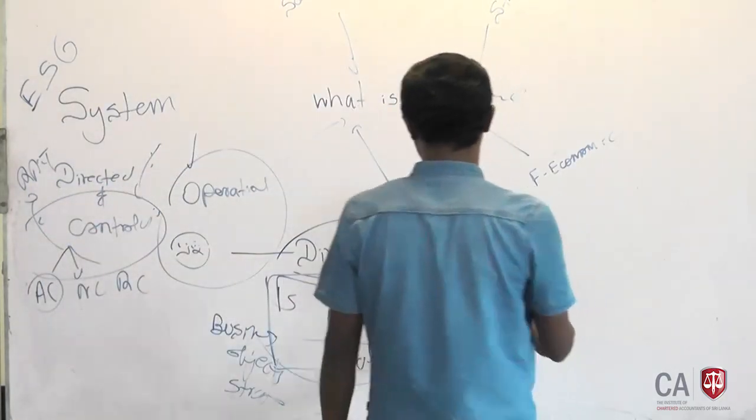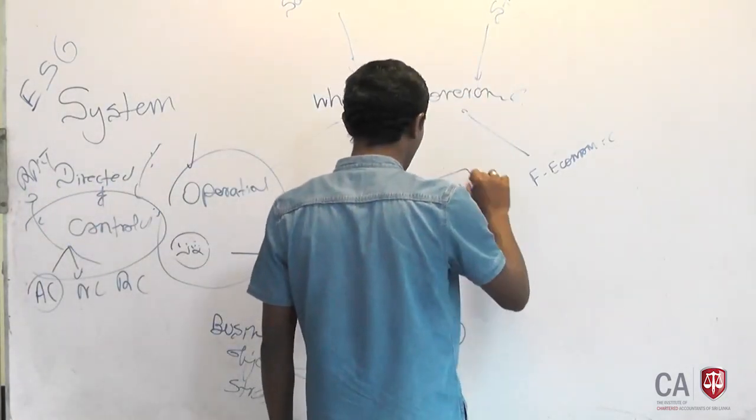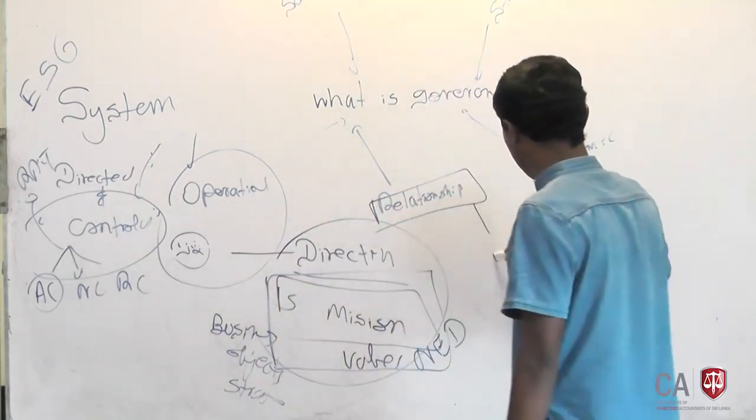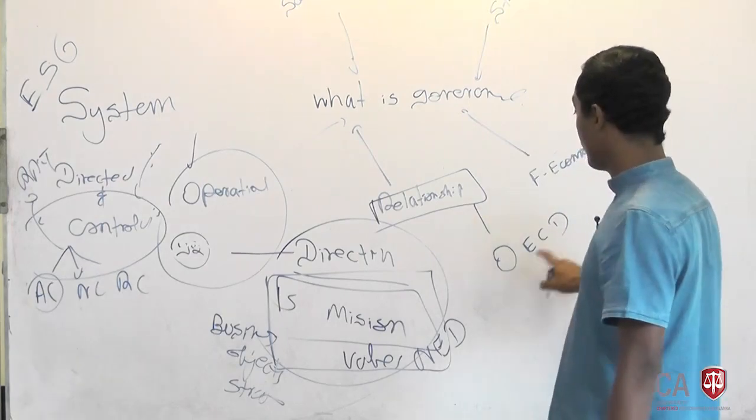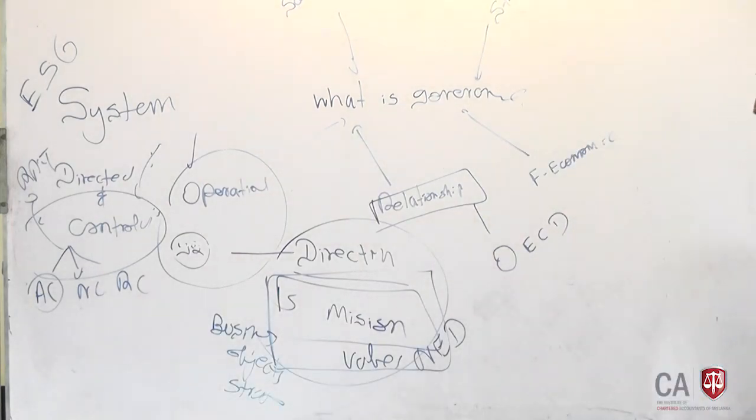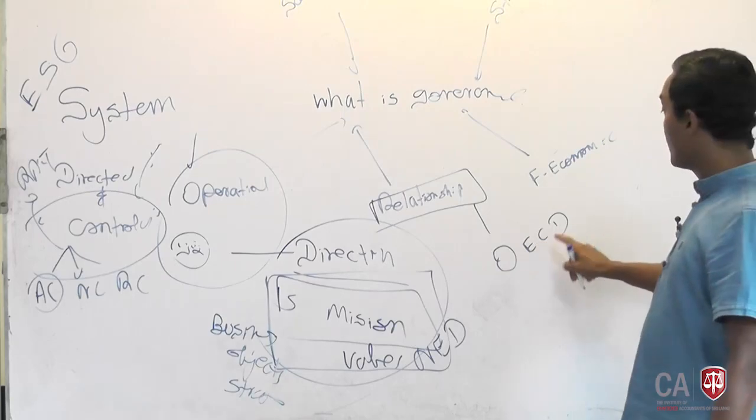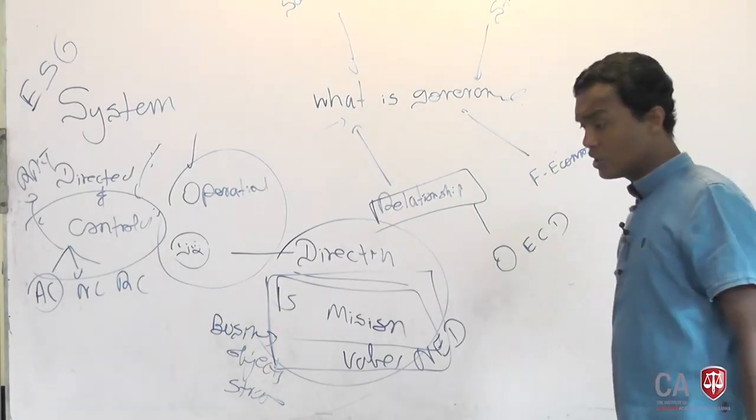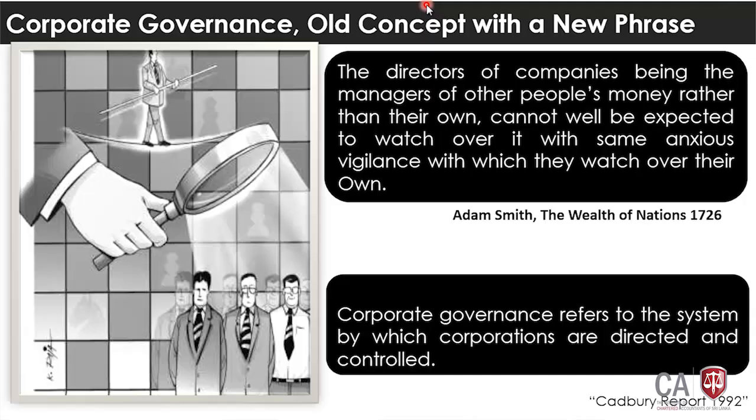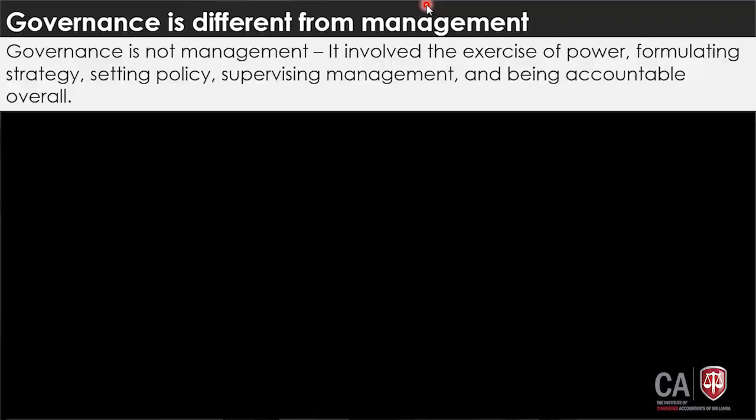The other part of corporate governance is to look at it as a relationship. Now, for example, you will see in my slide a lot of definitions today, OECD. OECD is a famous global organization called the Organization for Economic Cooperation and Development. They later gave another, extended definition of corporate governance. I will show you that.